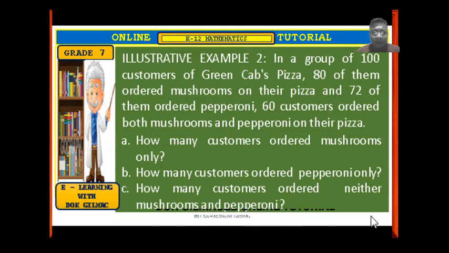Now let's have the Venn diagram. Again, I repeat, the first thing you have to bear in mind in listing all elements in the Venn diagram is the intersection of the two sets.